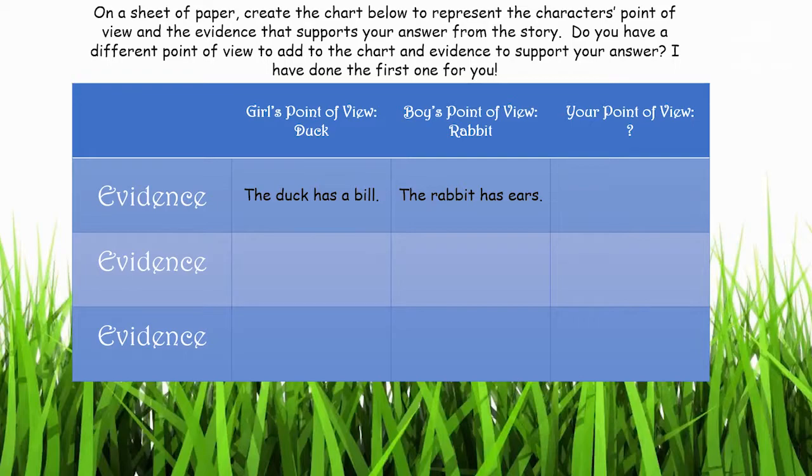The girl's point of view: my evidence is the duck has a bill. For the boy's point of view, I have put the rabbit has ears. Can you add to this chart? Or give evidence to support your own point of view? Good job. I can't wait to see your chart.